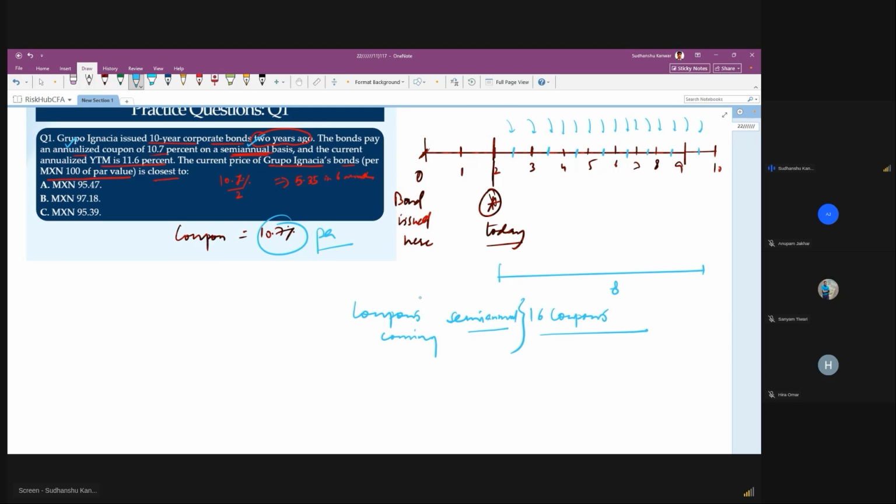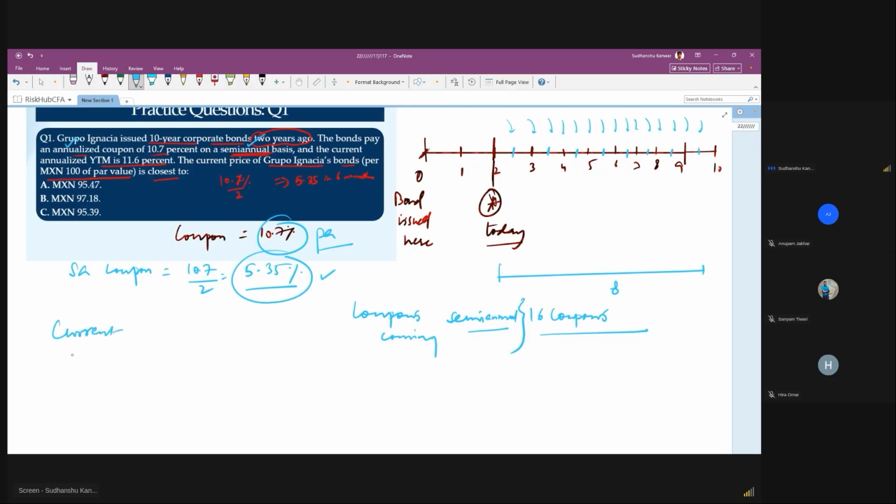So I'll say, okay, the full year coupon is 10.7. The semi-annual coupon, SA is semi-annual, is 10.7 divided by 2, which is 5.35%. Fine. That is my calculation till now.